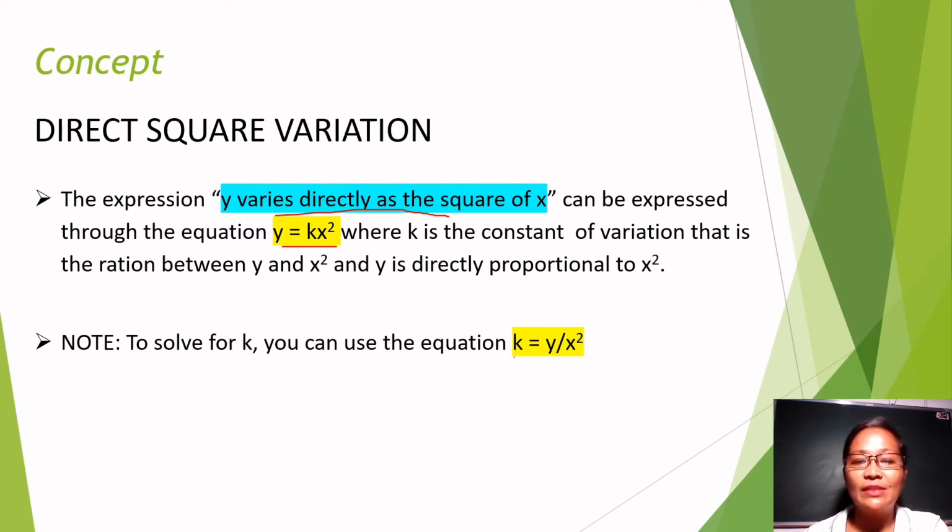Again, the steps in proving this is the same with direct variation. So we simply isolate k from the original equation, y is equal to kx squared. So to isolate k, we need to divide both sides by the variable beside it. So it is x squared. So both sides divide by x squared. Therefore, we have k is equal to y all over x squared. So for further understanding, we will be having our examples.